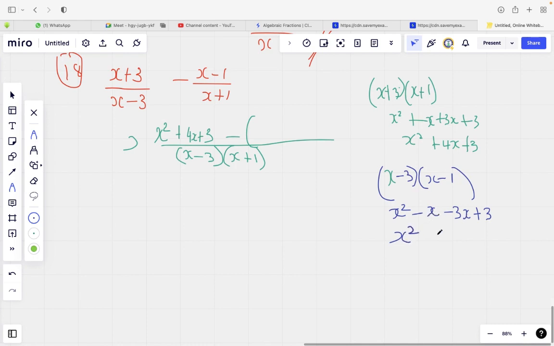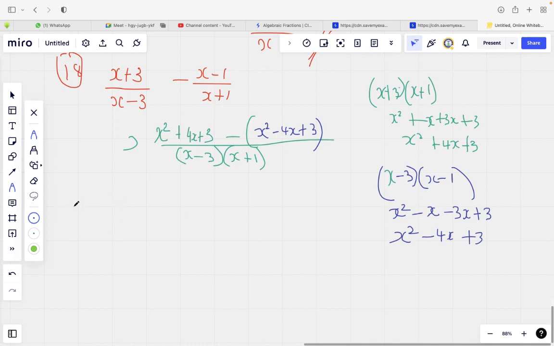So here we have, in total, x squared. Negative x, negative 3x will be negative 4x. It's like you're owing someone $1, you're owing another person $3, it becomes $4. So it becomes negative 4x plus 3. That's what we get here, so we put it here. We say x squared. Remember, it will be affected by this negative outside. We have x squared minus 4x plus 3.